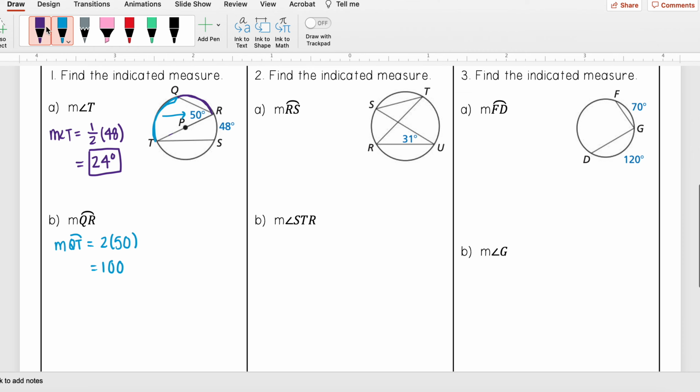And so to find the measure of QR, since this whole thing is a semicircle, because TR is going through the center, so it is the diameter, I know this whole thing is 180. I know this part QT is 100. So to find QR, I just need to do 180 minus 100, and I get 80 degrees.